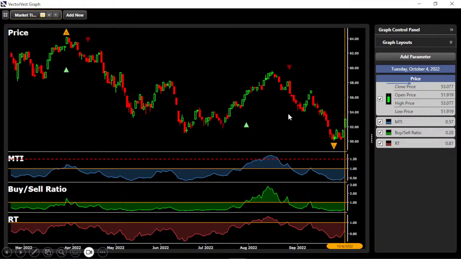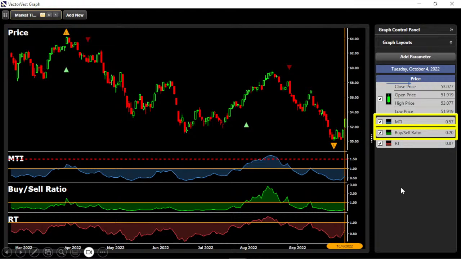So here's October 4th. That was the day where the stock broke out, and the VVC had gotten crushed, right? VVC had gotten killed here. We were in a confirmed down situation. We're just coming off of a new low. The MTI got to below 0.6, and the buy to sell ratio got to below 0.2.